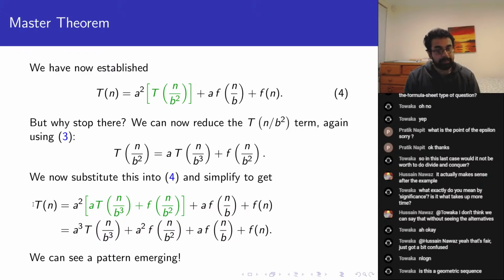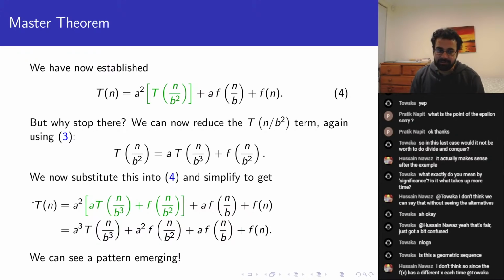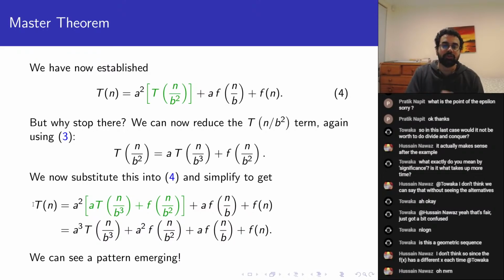So hopefully you can see a pattern emerging. And as Tuaka says, there's a geometric sequence happening. Kind of. It's not exactly a geometric sequence because the f term is different. So far we haven't assumed anything about f, but in each case of the master theorem, we know something about the asymptotics of f, and that's going to let us use exactly what you've mentioned, properties of geometric series. You guys have the right idea, both of you.